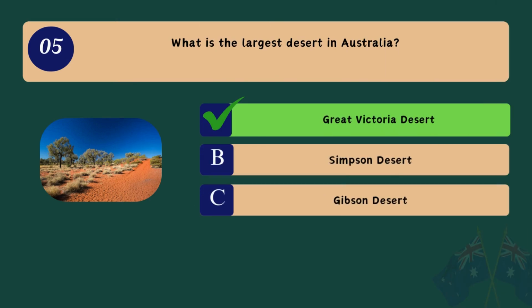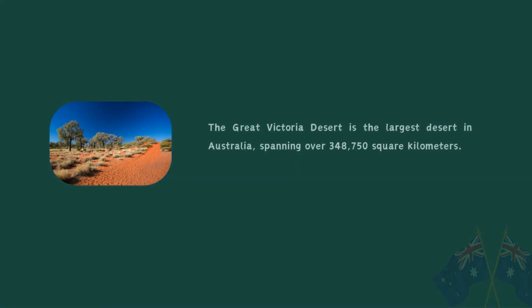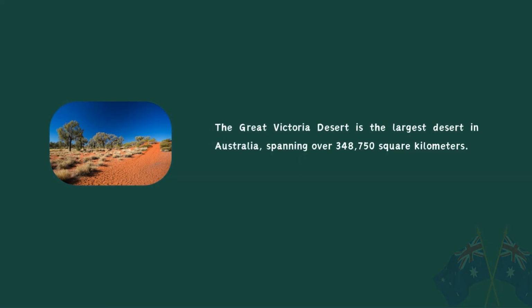Question 5. What is the largest desert in Australia? A. Great Victoria Desert, B. Simpson Desert, C. Gibson Desert. Correct answer A. Great Victoria Desert. The Great Victoria Desert is the largest desert in Australia, spanning over 348,750 square kilometres.